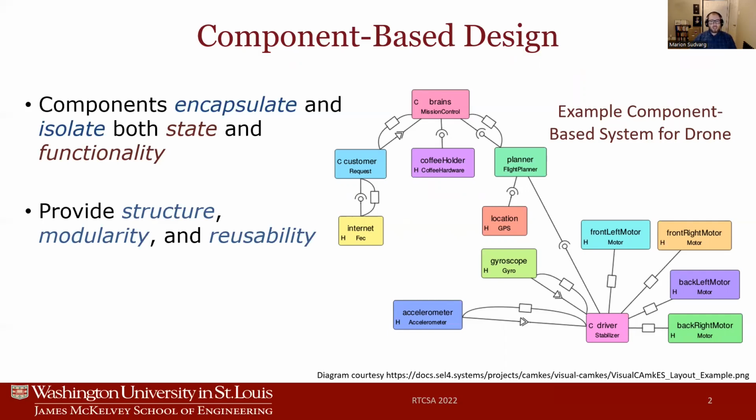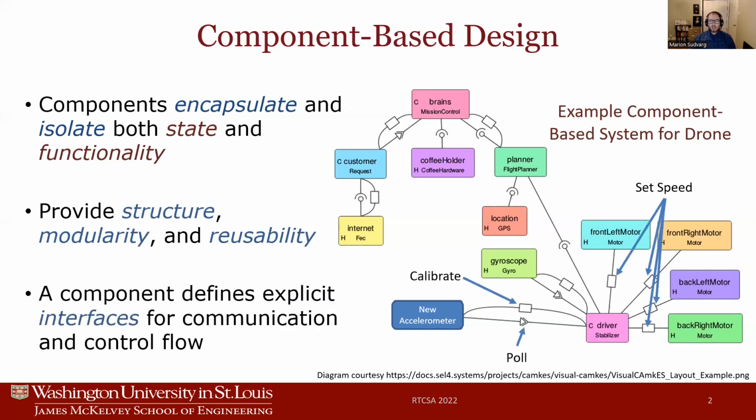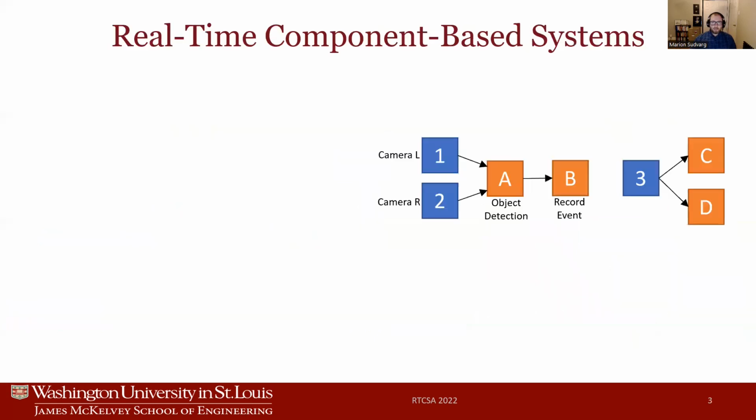For example, if an accelerometer needs to be changed to a new piece of hardware, this can be achieved quite simply by swapping out the corresponding component without modifying the overall system design. Components define interfaces for communication and control flow. So, for example, an accelerometer might provide interfaces by which to calibrate the corresponding hardware or to pull its current values. Motor components might provide interfaces to set the motor speed.